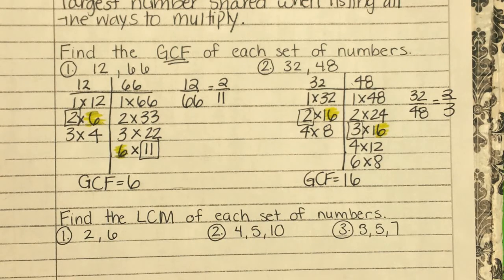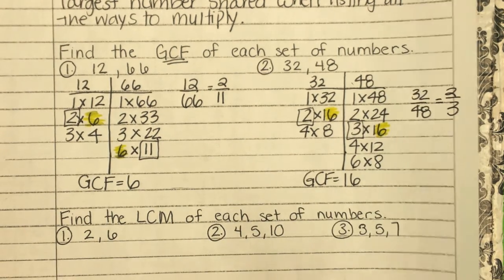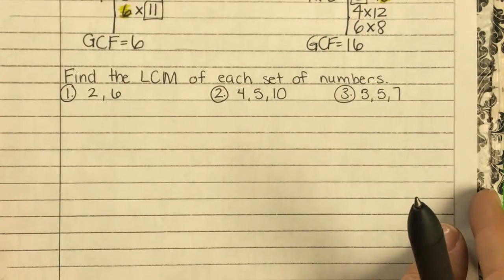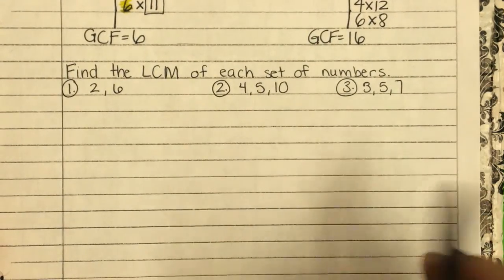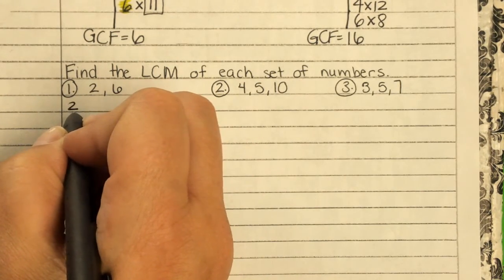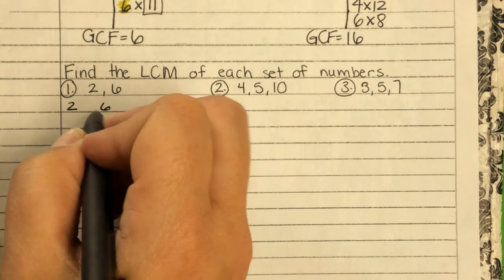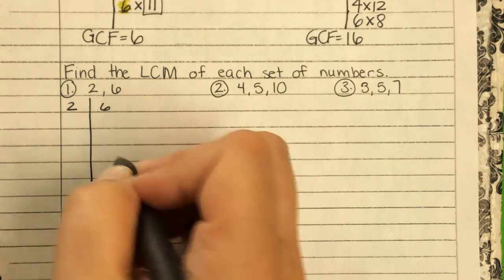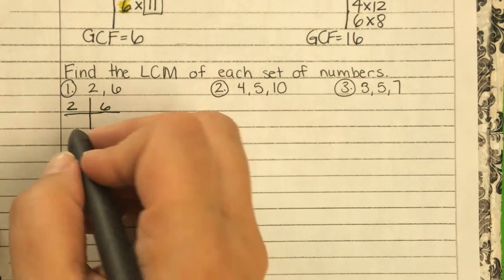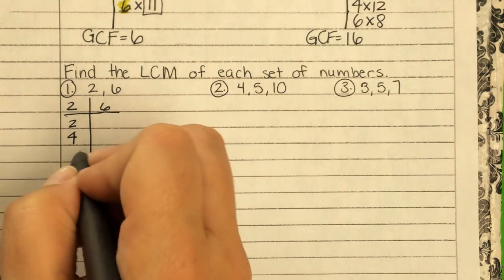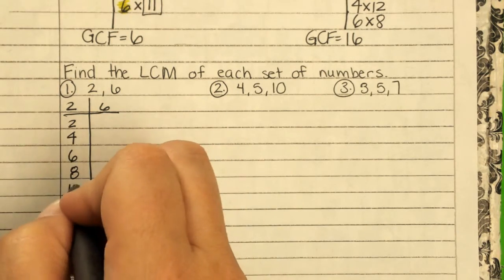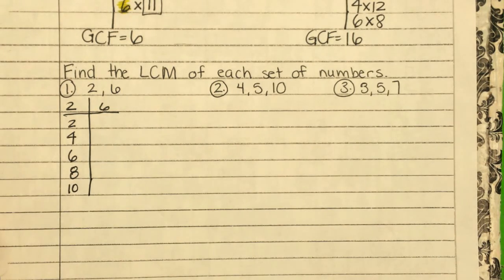Okay? Alright, let's take a look at least common multiple. I'm going to move this up. We're going to do some more practice in just a minute. Alright, so let's look at number 1. Least common multiple. 2 and 6. I'm going to start off skip counting by 2's. 2, 4, 6, 8, 10. I always do about 5 of them.